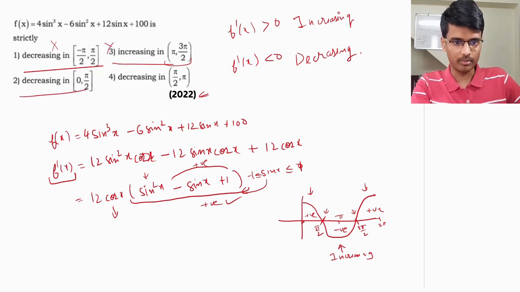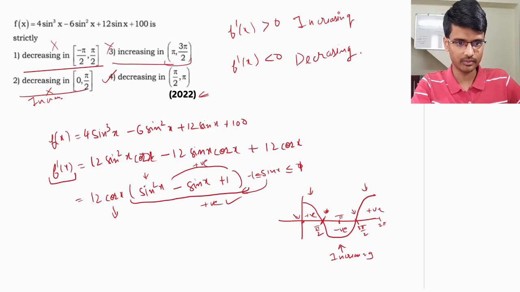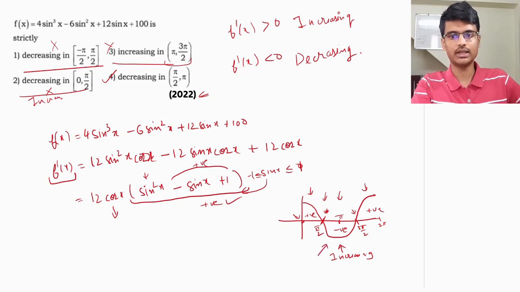Between 0 and pi by 2, cos x is positive, that means the function is increasing in this interval. So that means the correct answer is option 4. Between pi by 2 and pi, if you check, cos x is negative. That means the function is decreasing in this interval.